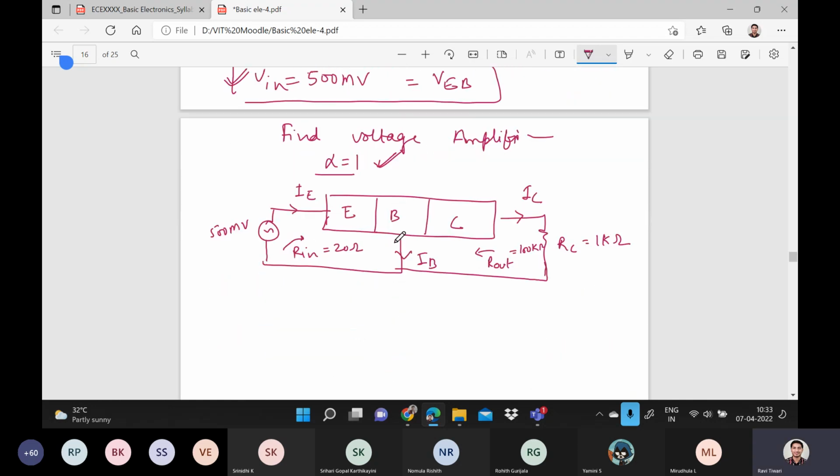Okay, so what will be the first step for us? Find out the value of IE always, right? Because you know the current amplification, this is the common base configuration. So alpha will be what? Alpha will be equals to, okay, I will explain.